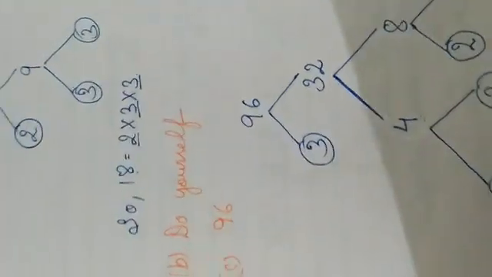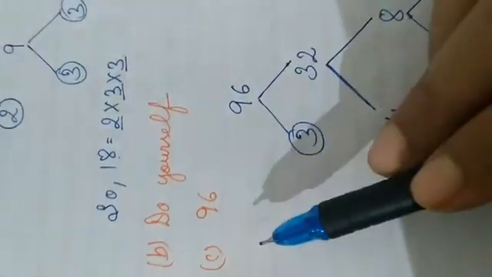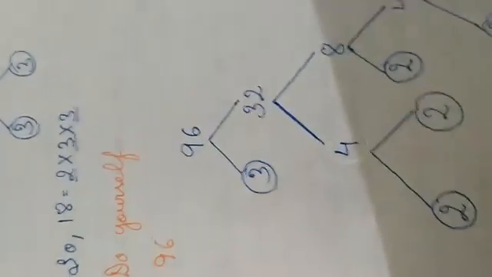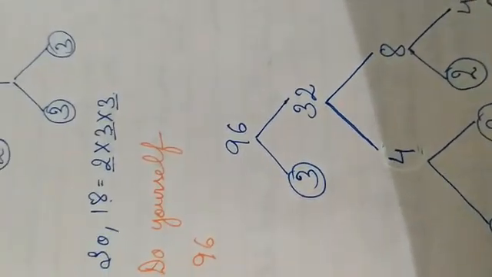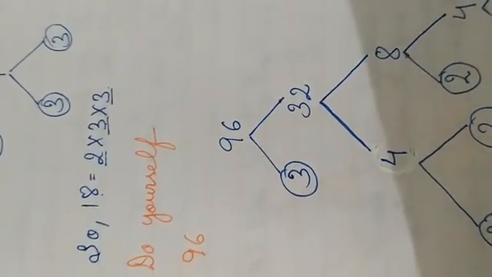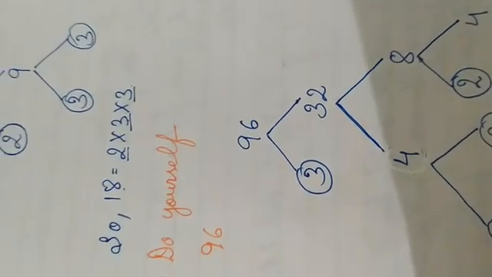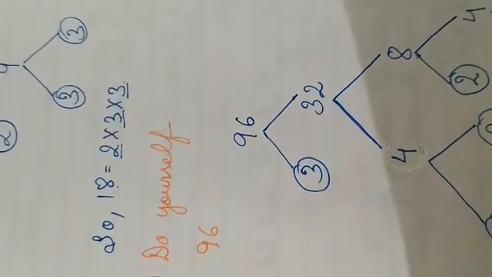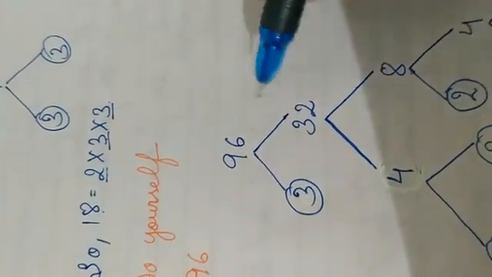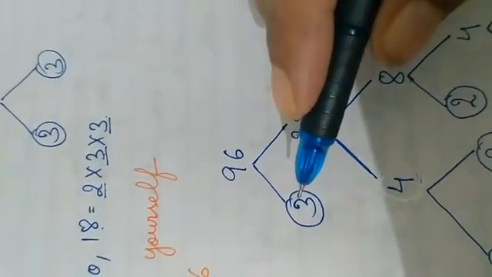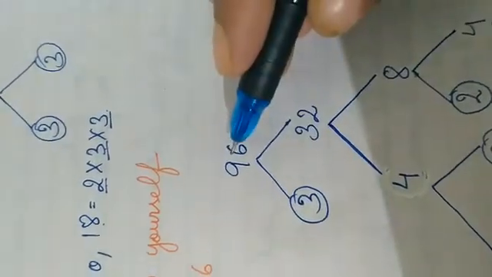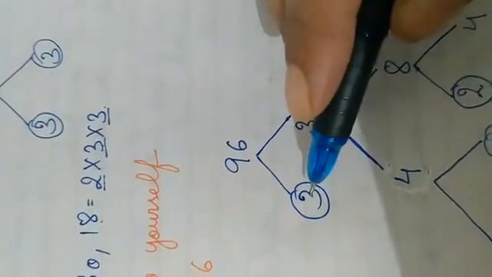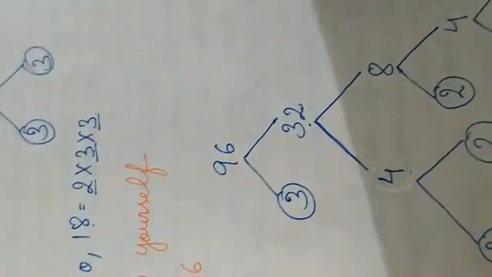Let us see the next question. The B number you will do by yourself. The next question is the C number, that is 96. For 96, we think of the table: 9 and 6, in which table does it come? In 3's table it comes, so it will be easily divisible by 3. When we divide 96 by 3, that will be 32, and 3 is a prime number, so we have circled it.